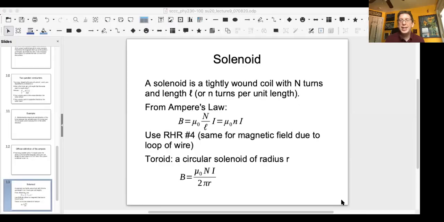And as it turns out, from Ampere's law, and I'll refer you to the textbook for the derivation, you get a uniform magnetic field inside the solenoid. And that magnetic field is equal to mu naught times the total number of turns, capital N, divided by the length of the cylinder, times I. You can also write that as mu naught times small n times I, where small n is the number of turns per unit length. And so the right-hand rule, we'll call this right-hand rule number 4. It's the same for the magnetic field due to the loop of the wire. You curl your fingers in the direction of the current, your thumb points in the direction of the magnetic field.